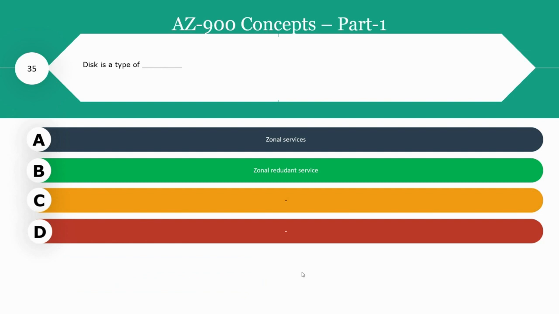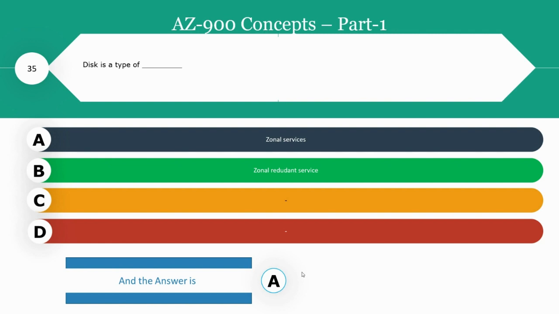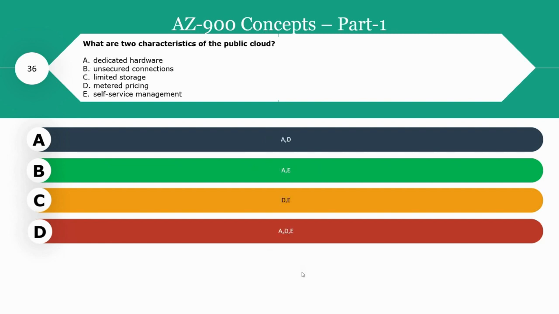Disk is a type of option A, zonal service, option B, zonal redundant service. Disk is a type of zonal service. And so the right answer will be option A.